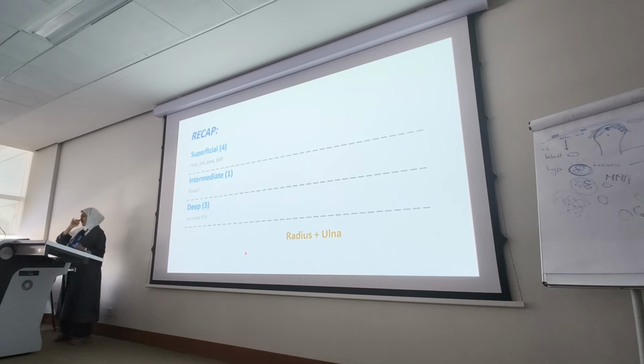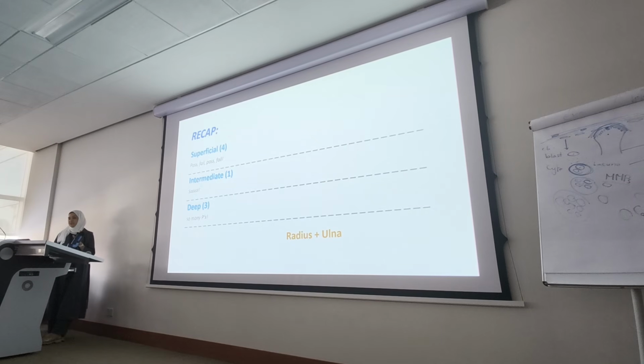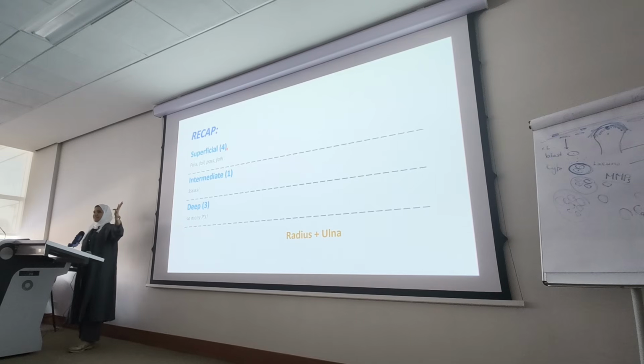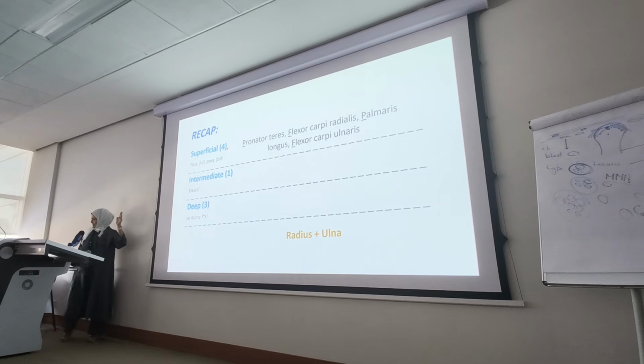So let's do a really quick recap. Here's a very basic schematic. We went over the 3 layers of muscles of the anterior compartment. Here's our radius and the ulna. And I've given you a couple of linguistic phonetic hints to remember each group. So superficially, what are those muscles called again? Beautiful. And I've underlined the first letter of each one. PF, PF, pass, fail, pass, fail.